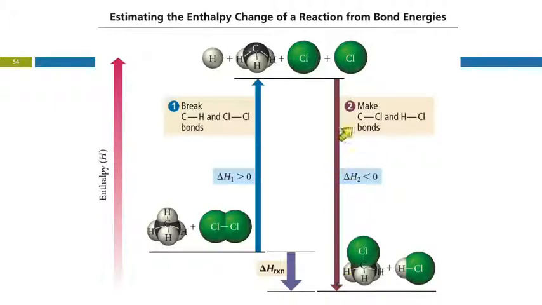So making the bonds is releasing energy, and the enthalpy of reaction is the sum of those two: the amount of energy needed to break bonds and the amount of energy released by forming bonds. Any questions?